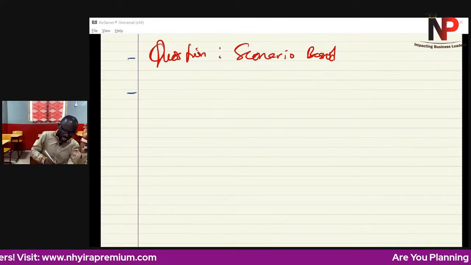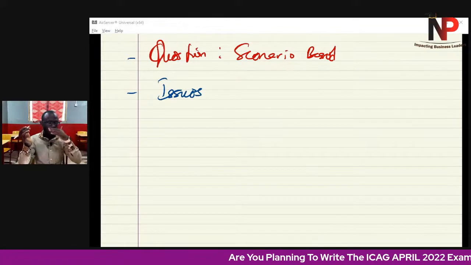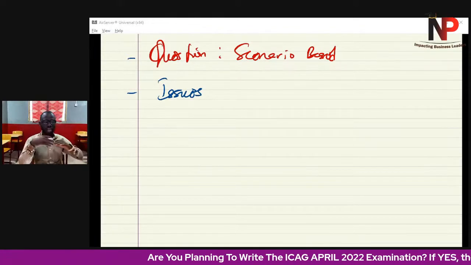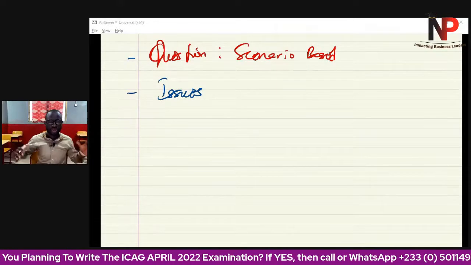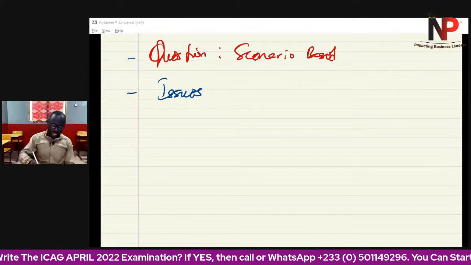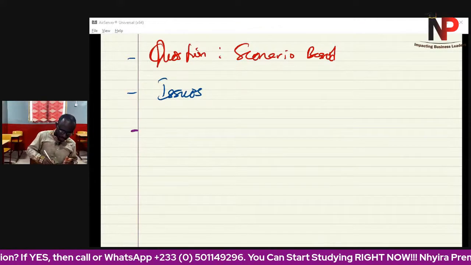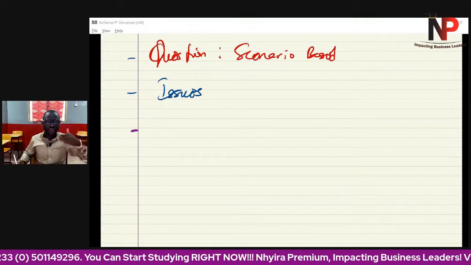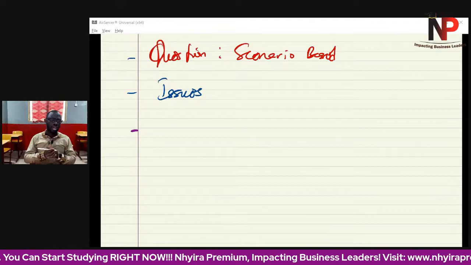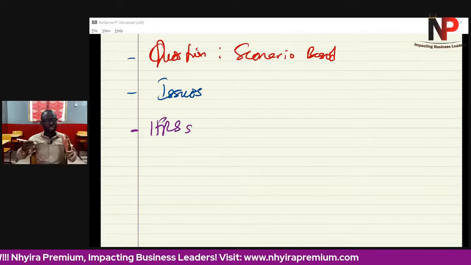So we need to ask ourselves, what are the issues going on in the scenario? So when you read a scenario, you need to identify what are the issues going on in the scenario. What is the main issue really going on? If you understand the main issue, sometimes some of the issues have accounting or IFRS treatment. So you need to ask yourself then, how should the IFRS be relating to that particular issue?